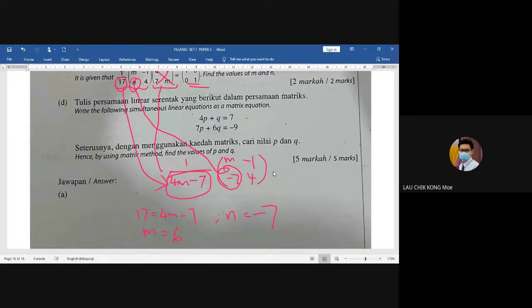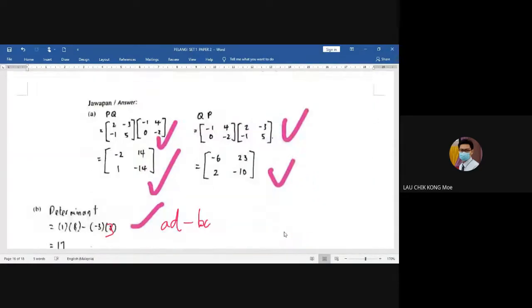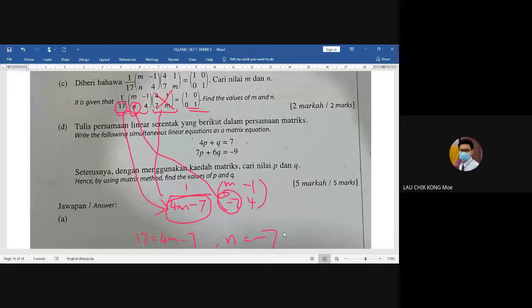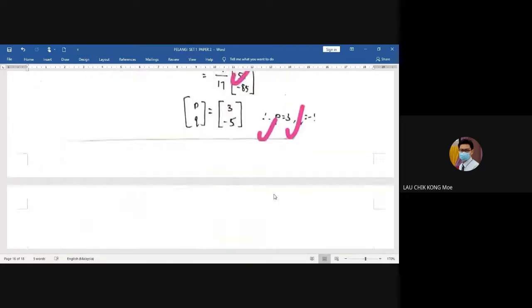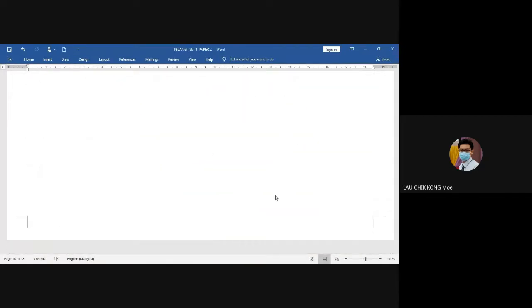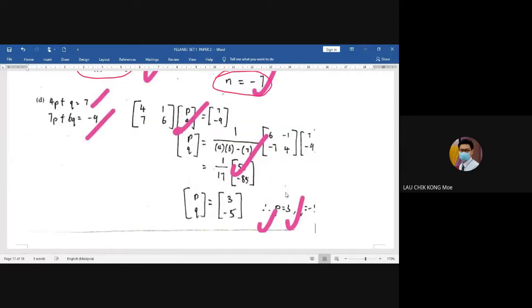Okay. All right. So now we try to go to the last part. The question asks you, by using the matrix method, to find the value of P and Q. Oh, this is a simultaneous linear equations. This part. Okay. So the answer should be, first of all, you try to write down into the matrix method, matrix equations. Okay. So the answer is P equals to 3, Q equals to -5.